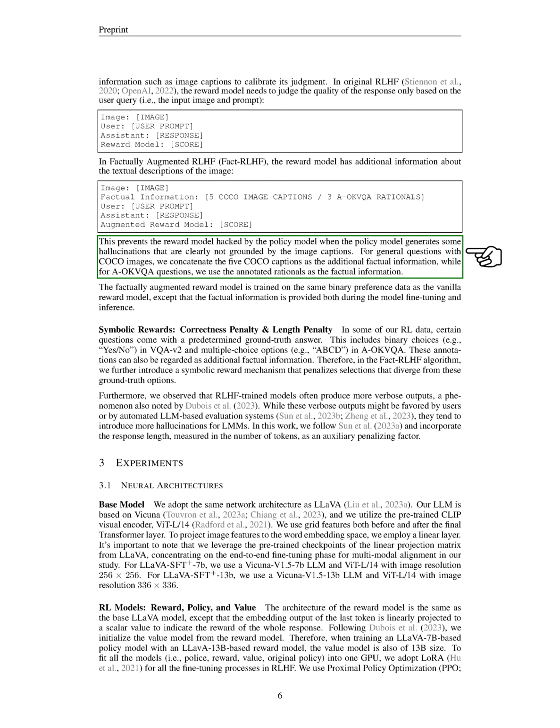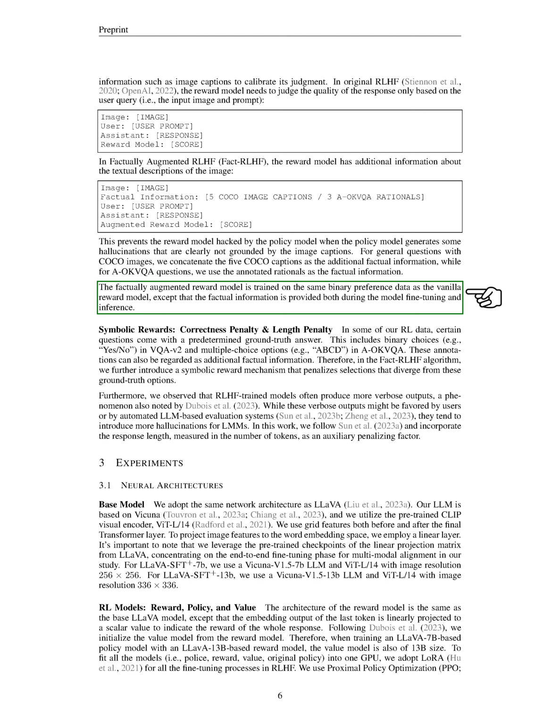For general questions with COCO images, we use the 5 COCO captions as the additional factual information, while for AOKVQA questions, we use the annotated rationales as the factual information. The factually augmented reward model is trained on the same binary preference data as the original reward model, except that the factual information is provided both during the model fine-tuning and inference.